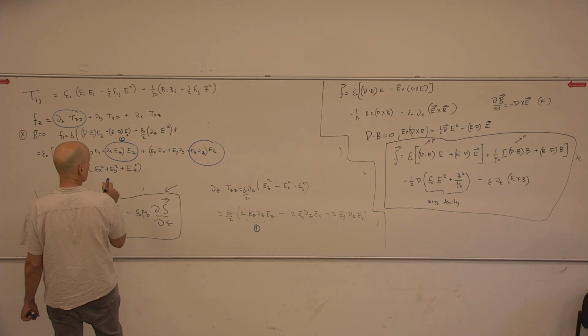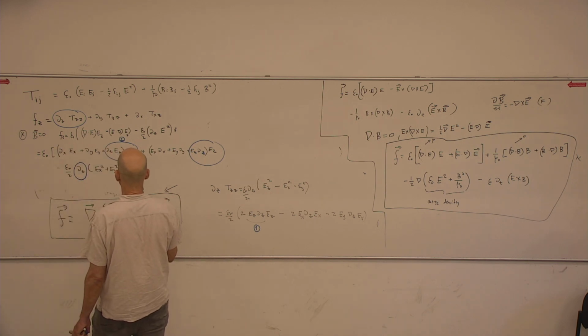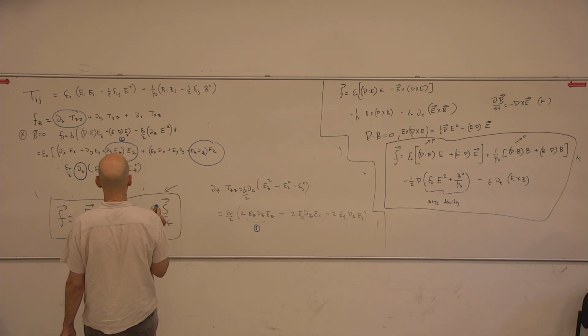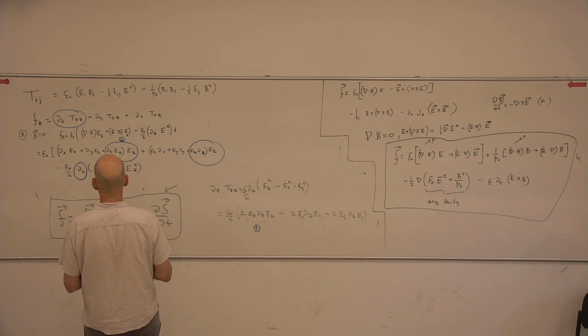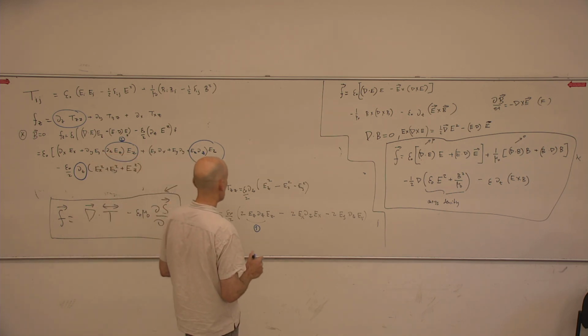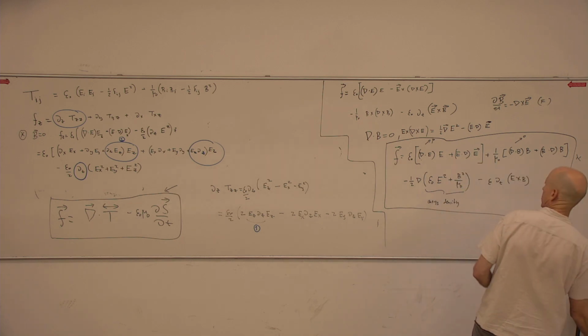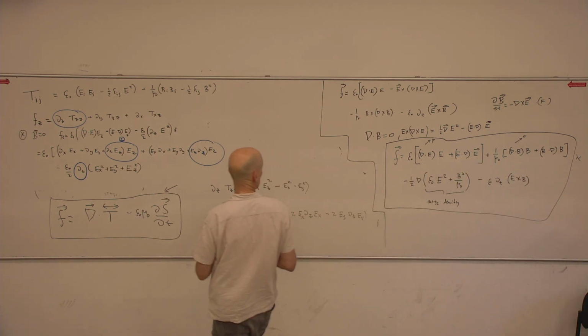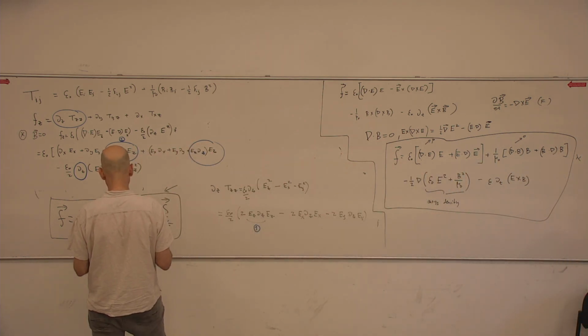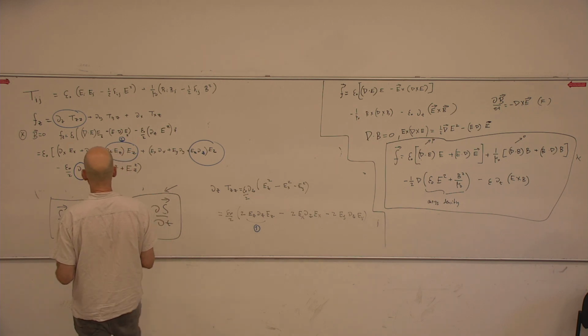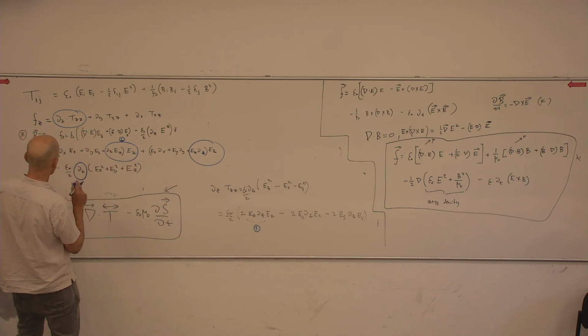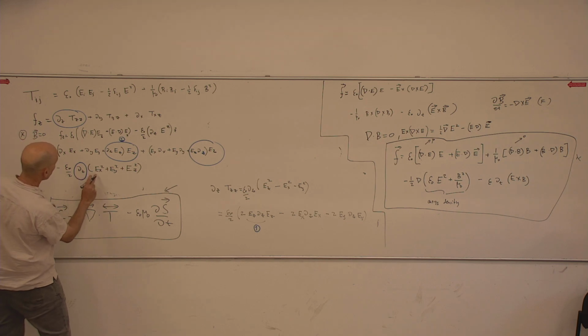Wait, I made a mistake. I made a very bad mistake. Oh, okay, sorry. I made a mistake because here I have 3 terms.